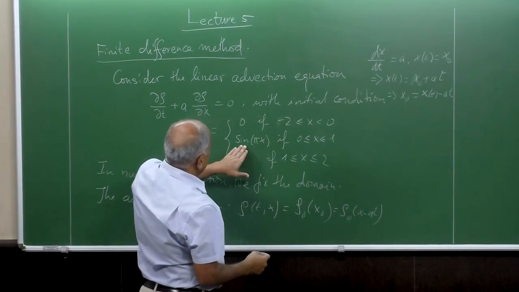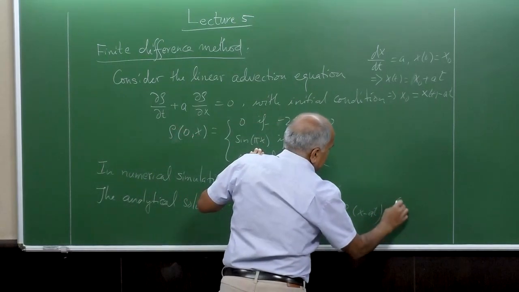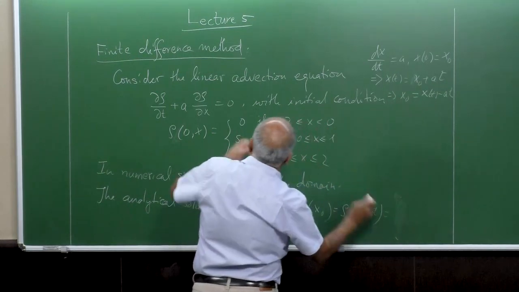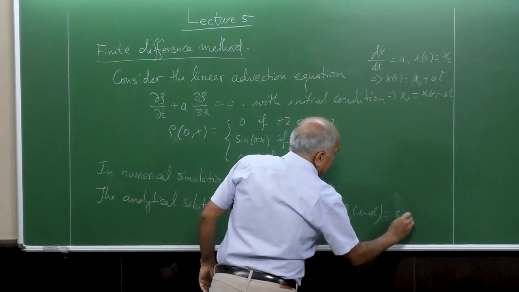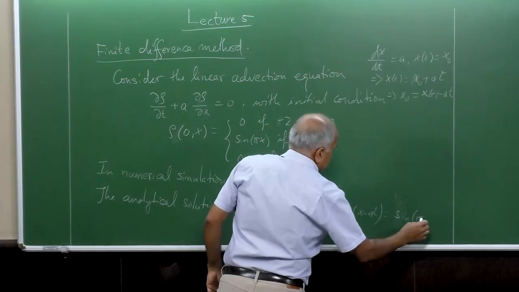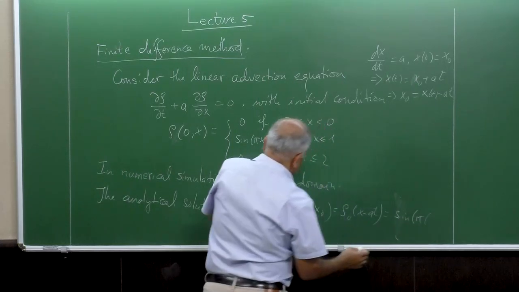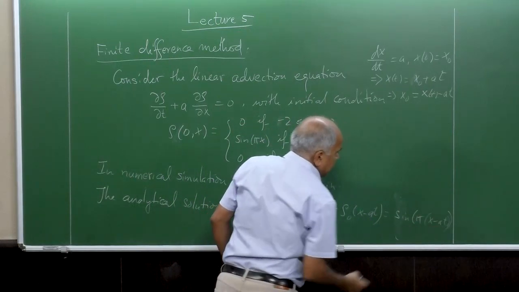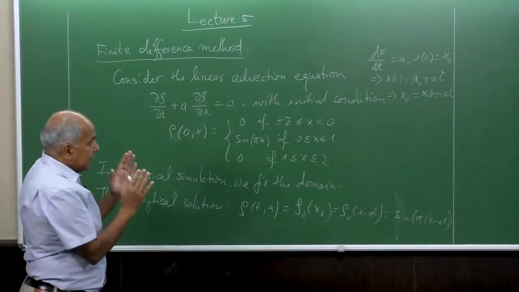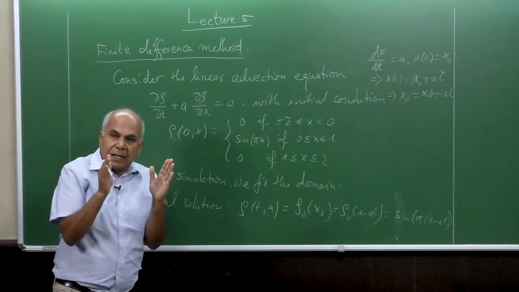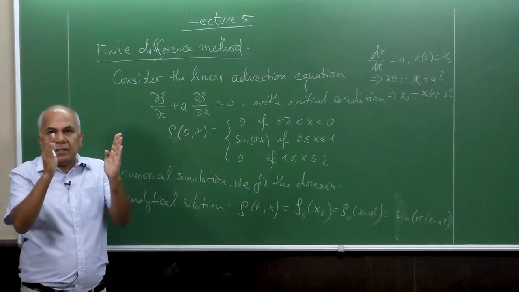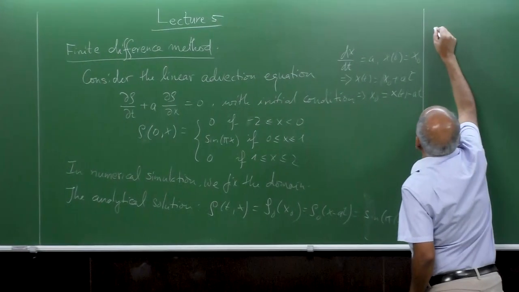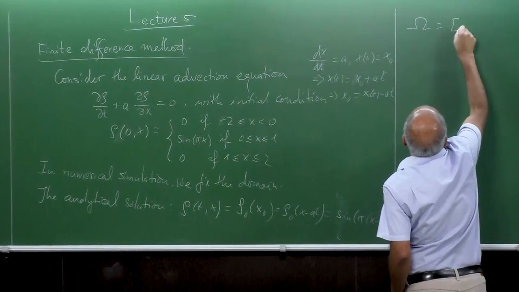And now rho 0 of x0 is rho 0 of x minus A t. If the initial condition is like this, then we will have sine of pi times x minus A t. So this will be the solution. It means that the value is always constant along the characteristic. Whatever you start with, this is like a window function, and it will move further. And now our domain omega is minus 2 to 2.